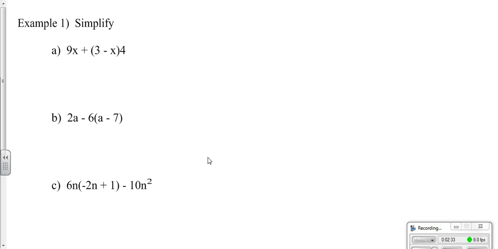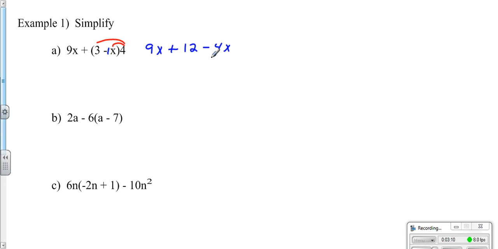Let's work on our distributive property. Okay, so let's first of all remember that even if the 4 is on the right side of the parentheses or at the beginning, we still distribute to get rid of parentheses. That would give us 9x plus 4 times 3, which is 12, and then 4 times a negative x. Remember, this is like a negative 1x, so 4 times negative 1 is negative 4x.